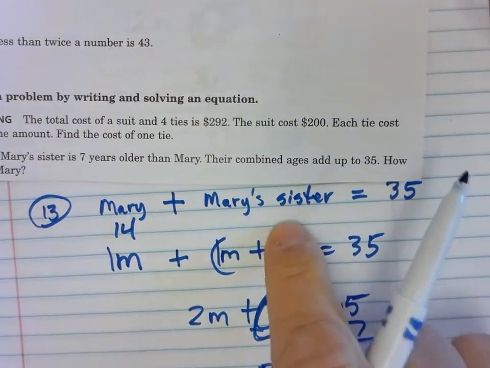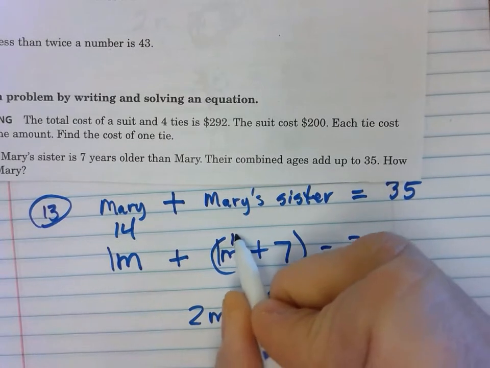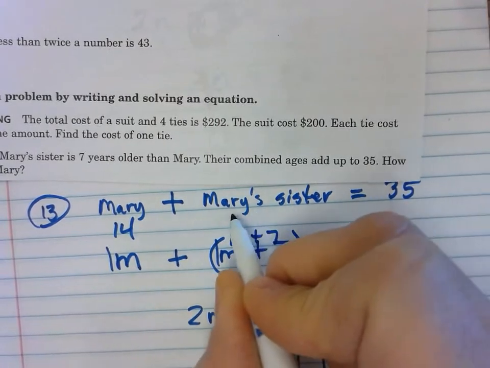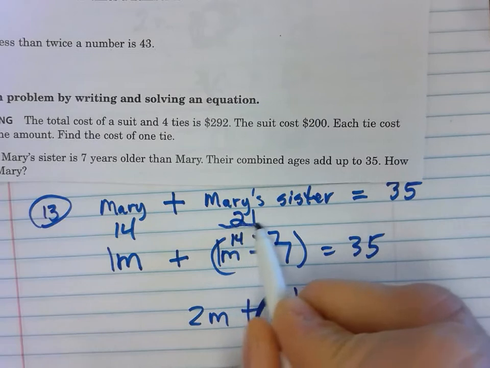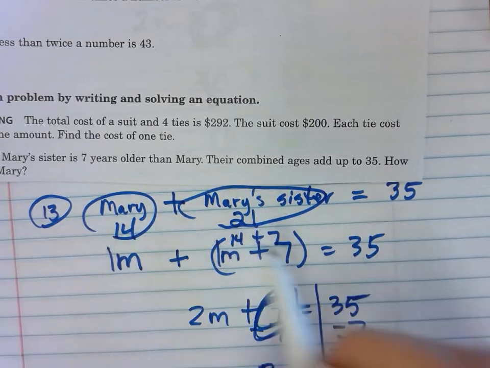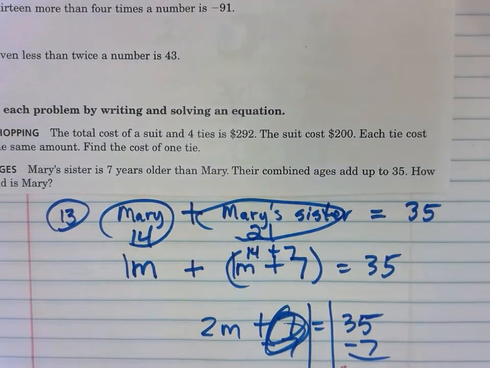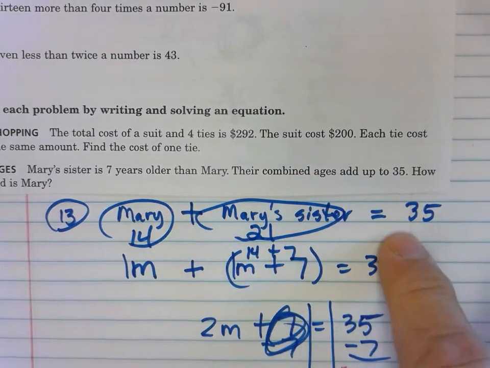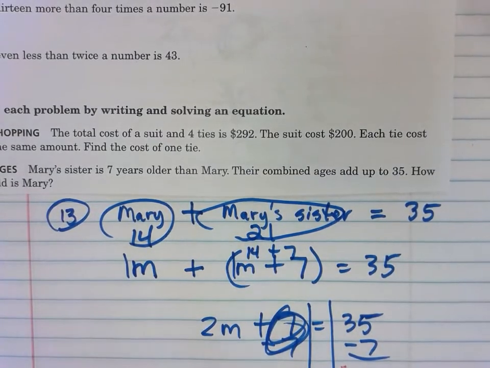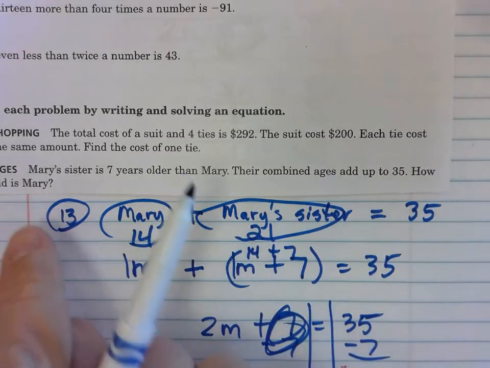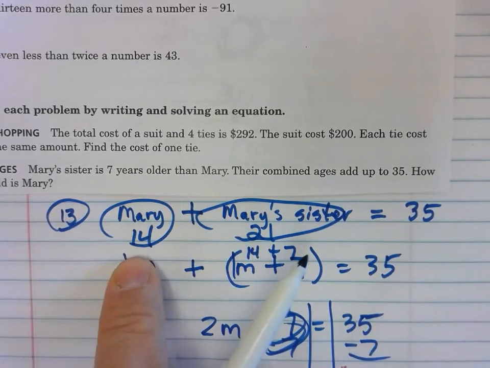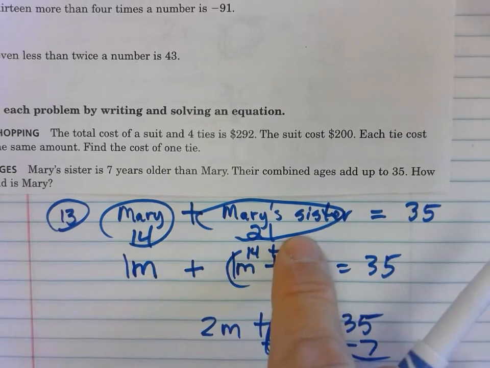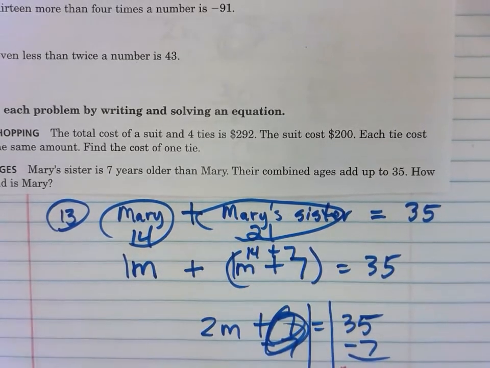So Mary's sister, of course, is 7 more than that. So 14 plus 7 means that the sister is 21. So Mary is 14 and Mary's sister is 21. Of course, if you add 14 and 21 together, guess what you get? 35, right? So there you go. So how old is Mary? Mary is 14. But if it asks you for the sister's age, you could also tell me the sister's age was 21.